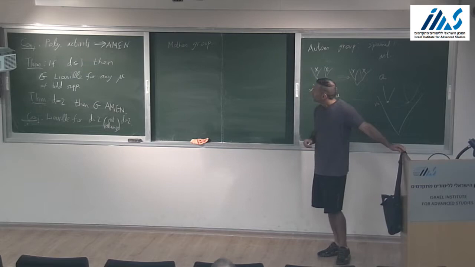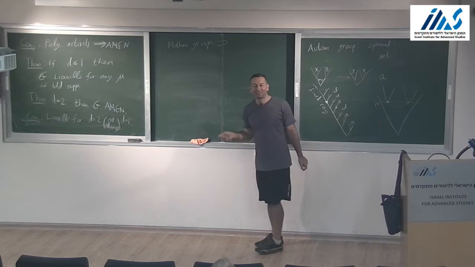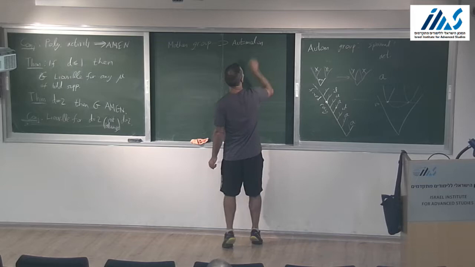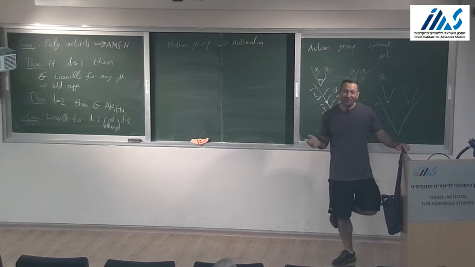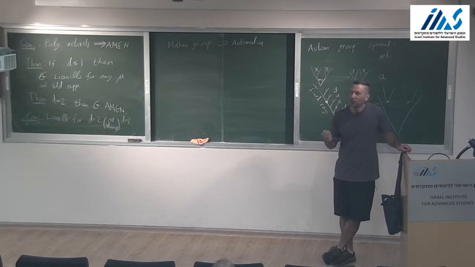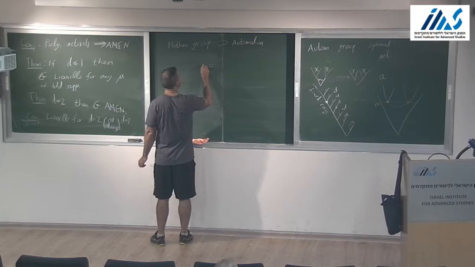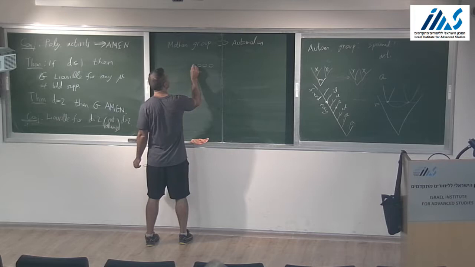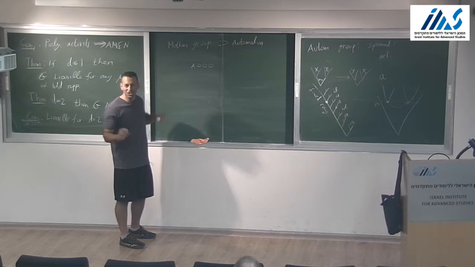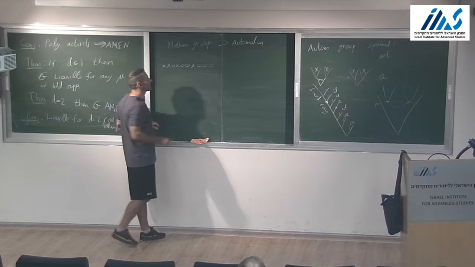So this contains a copy of any automaton group. So for amenability, it's enough to prove that the mother group is amenable. And the mother group is much more symmetric. So what are the generators of the mother group? The generators of the mother group act in the following way. So let's consider something. X is a non-zero digit, and the zeros are zero digits. The X's are not necessarily all the same digit.